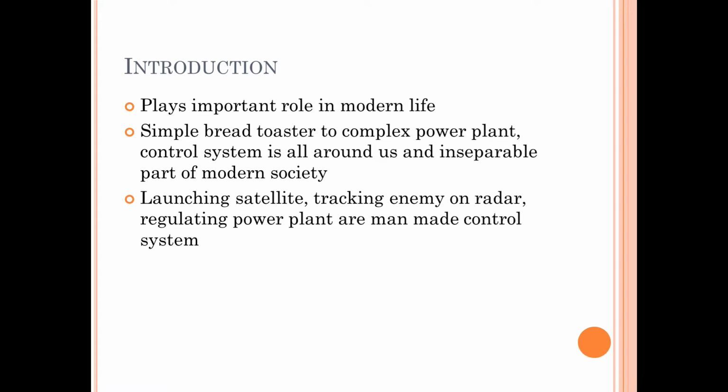Now, the launching of a satellite, tracking the enemy on radar, or regulating a power plant are some examples of man-made control systems. It is based on the principles of feedback theory, linear analysis, circuit theory, Laplace transform, matrix algebra, and calculus. And it also exists in nature. Within the human body, there are many examples of control systems.